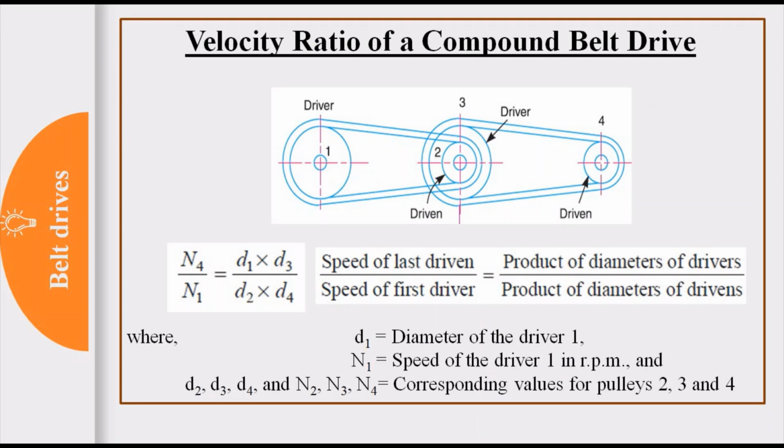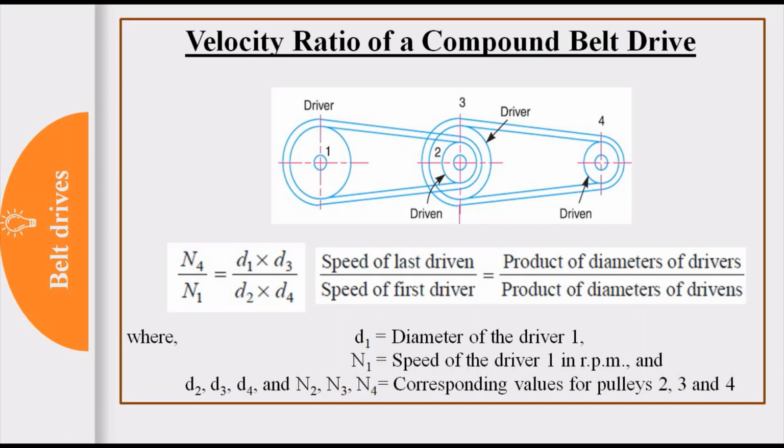Okay. Next, the velocity ratio of a compound belt drive. In the simple belt drive we saw there are only 2 pulleys, and the ratio was simple: N2 upon N1 is equal to D1 upon D2. Now here 4 pulleys are there, so we have to consider the velocity of each pulley. Here 1 is the driver, which is driving pulley number 2. Pulley number 3 is mounted on the same shaft as pulley number 2. In the combination 3 and 4, 3 is a driver which is driving pulley number 4. So ultimately pulley number 1 is driving pulley number 4. So 1 is the driver and 4 will be driven. So the final velocity ratio will be N4 upon N1 is equal to the product of diameters of drivers, here drivers are 1 and 3, divided by the product of diameters of drivens, here drivens are 2 and 4.